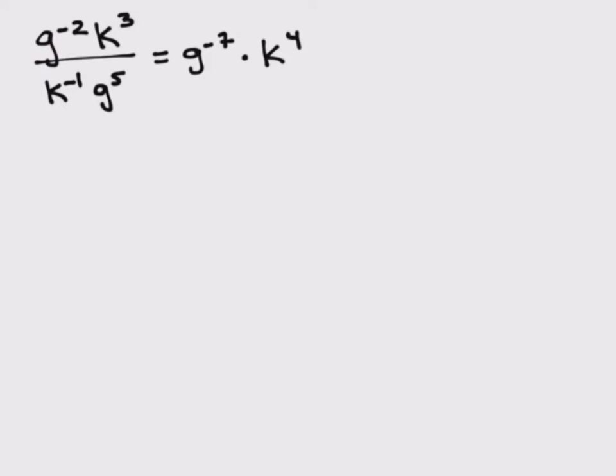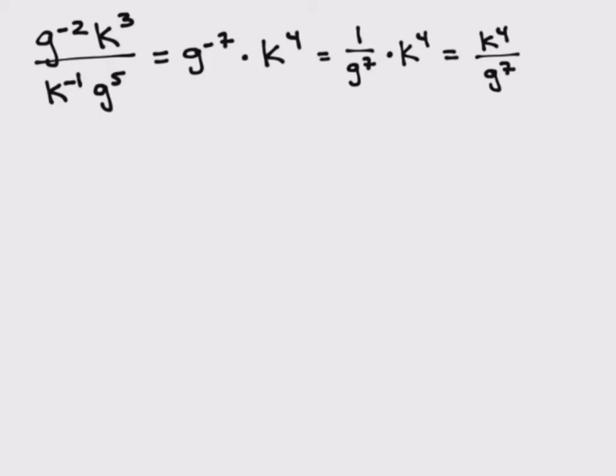Of course, for our eventual answer, we want to have no negative exponents at all. So we'd have to rewrite g to the negative 7th as 1 over g to the 7th times k to the fourth. And of course, we can turn that into one fraction, k to the fourth over g to the 7th. All groovy. There's another way we can do this though. We could use the definition of negative exponents to rewrite all of our terms with negative exponents as fractions.